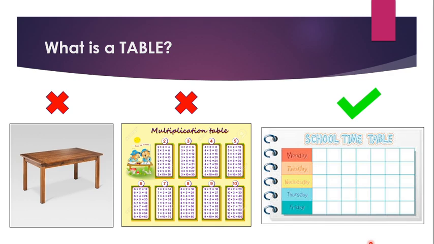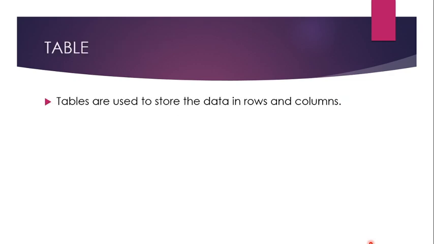Alright, how will you define a table then? Tables are used to store data in rows and columns. When you want to present your data in a simpler way so that others may understand easily, you should present your data in tables in the form of rows and columns. So what are rows and what are columns?